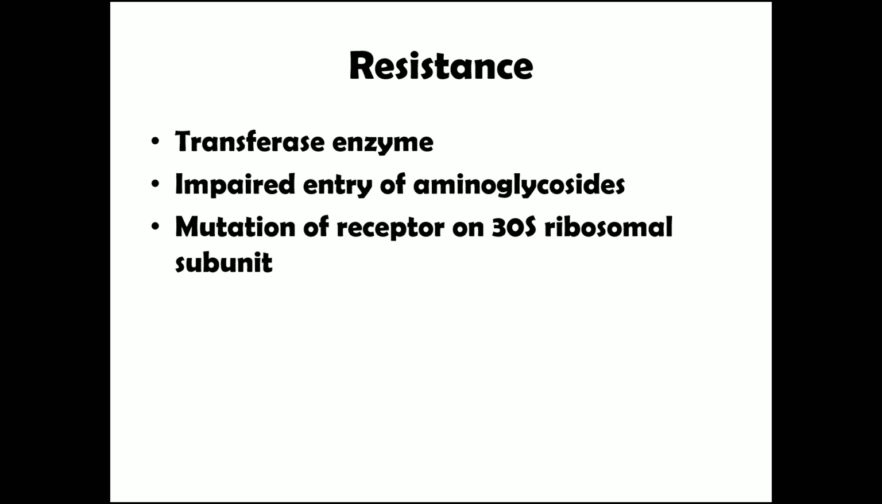The third way is by mutation of the receptor on the 30S ribosomal subunit. There is a receptor present on the 30S subunit of ribosomes, to which the aminoglycosides bind to carry out their effect. So if there's a mutation of the receptor on the 30S subunit of ribosomes, the aminoglycosides cannot bind to that subunit. That is one of the ways by which bacteria develop resistance to aminoglycosides.